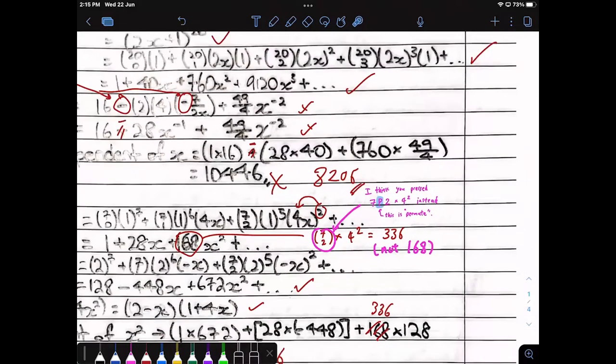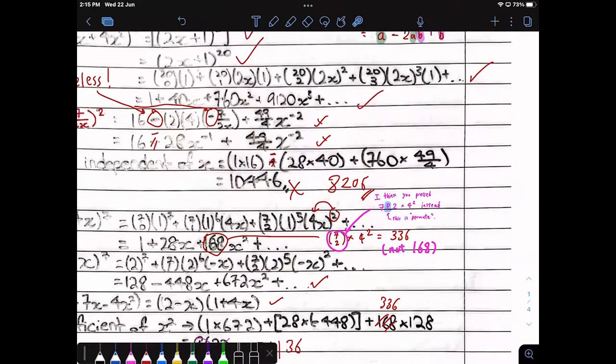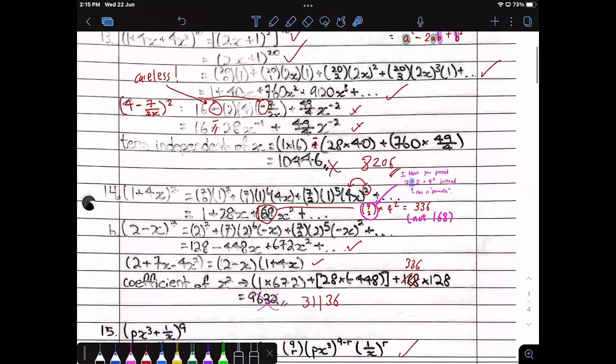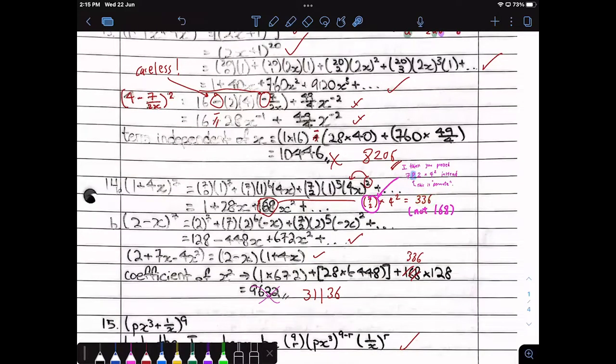I also don't know how I got 168. I also don't know. Okay, just use a calculator. Don't worry about it. Nothing much. Yeah, just use a calculator.